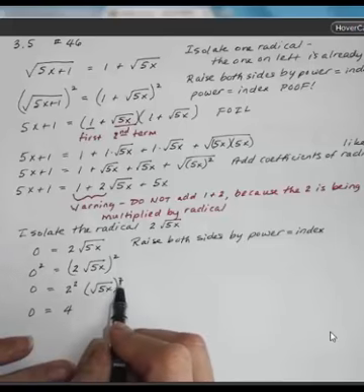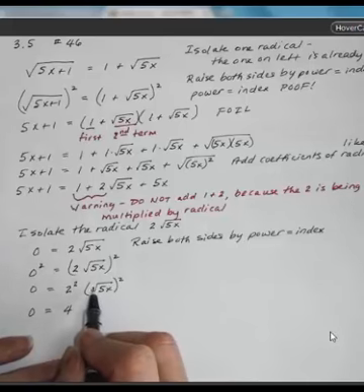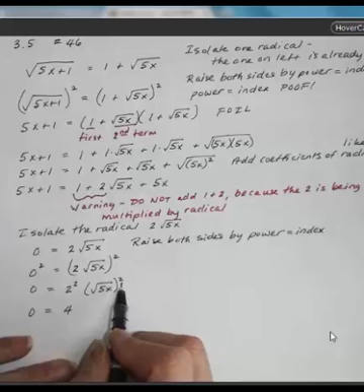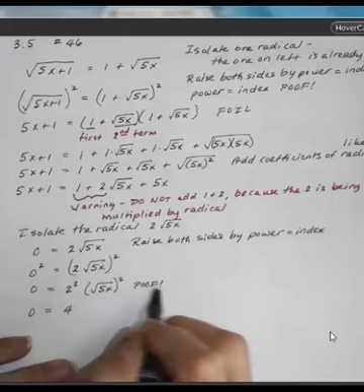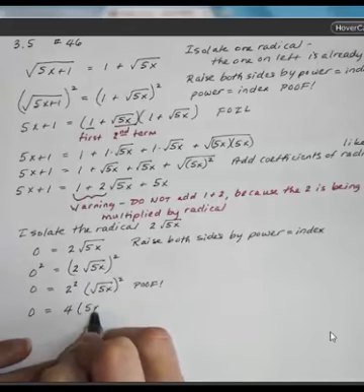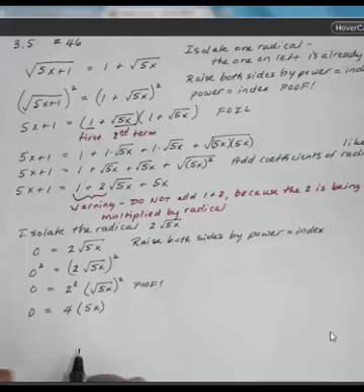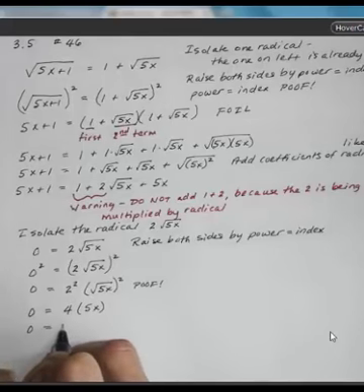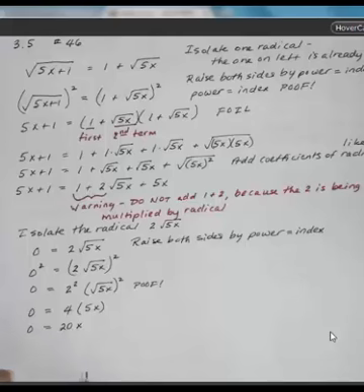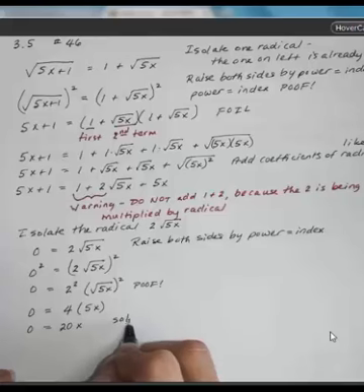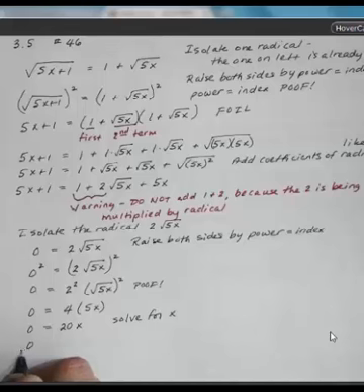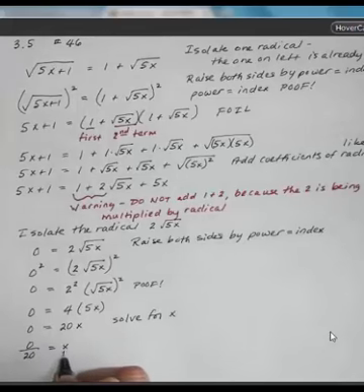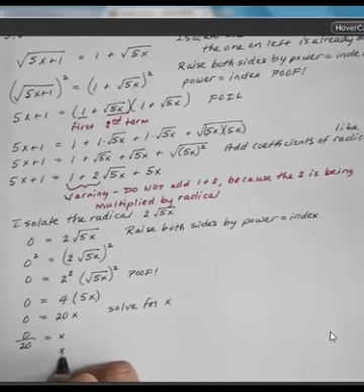Radical 5x to the second power. Well, our index is 2. Our power is 2. Poof, poof. We're left over with just your radicand, which is 5x. Multiplying, you end up with 0 equals 20x. And then we have a linear equation solving for x. You're going to divide by 20. And when we divide by 20, we have 0 over 20 equals x. And then that just simplifies to x equal to 0.